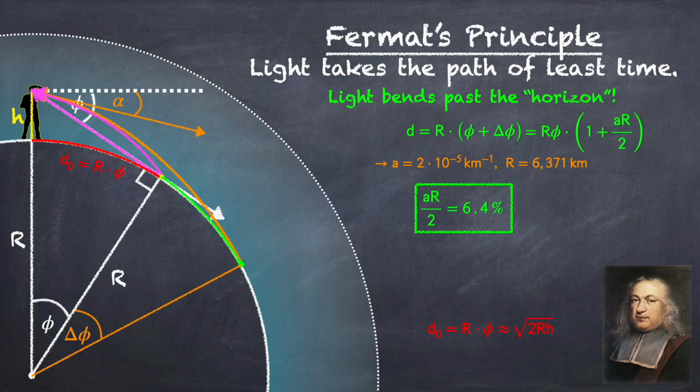So we found that light will bend an extra 6.4% around the surface of the Earth past what we initially called the horizon. And what's interesting about this is that this expression does not depend on your height h. No matter what your height is, you could be at the top of a mountain or an ant, you can see around the Earth an extra 6.4%.